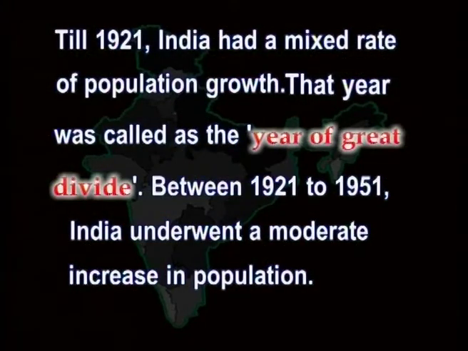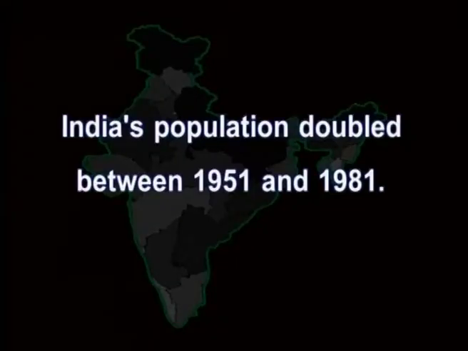Till 1921, India had a mixed rate of population growth. That year was called the year of Great Divide. Between 1921 and 1951, India underwent a moderate increase in population. The year 1951 was the beginning of increased population growth. India's population doubled between 1951 and 1981.